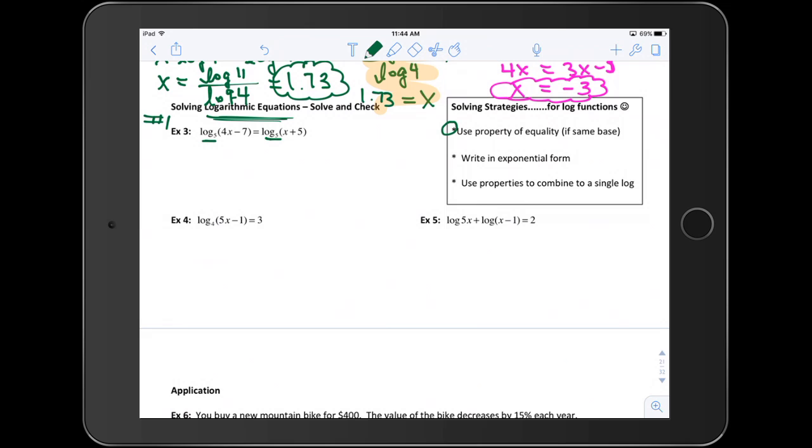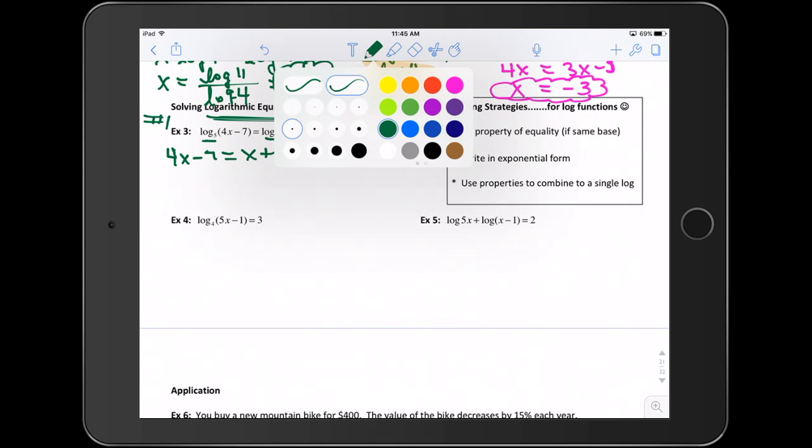So we have the same base, so I'm going to write it 4x minus 7 equals x plus 5, and it's as simple as solving this algebraic equation. Back to the good old days, right? And it's all because of that same base.